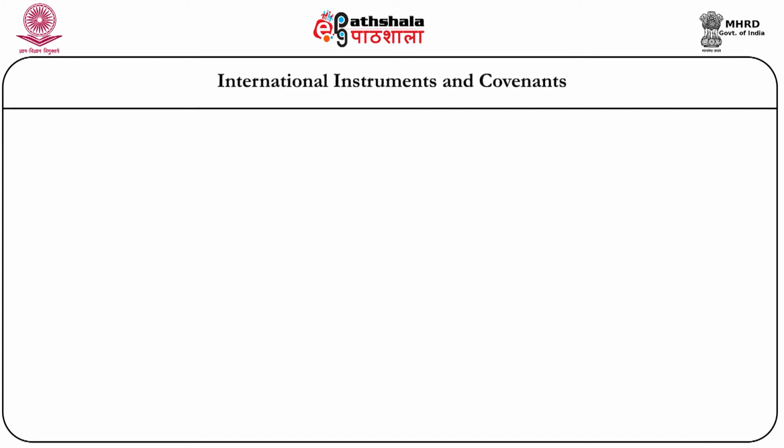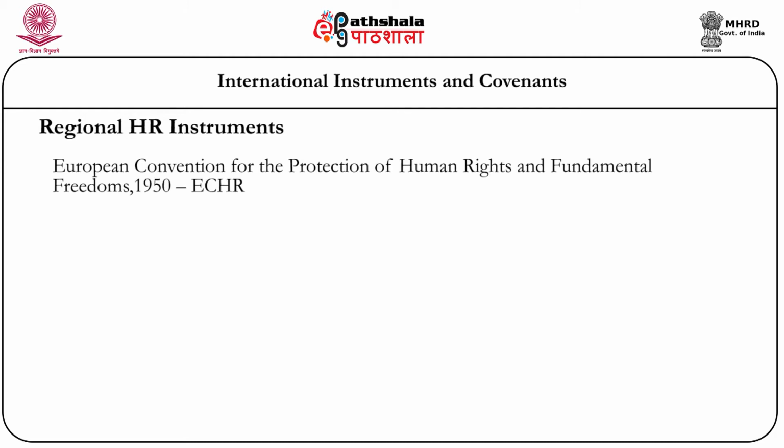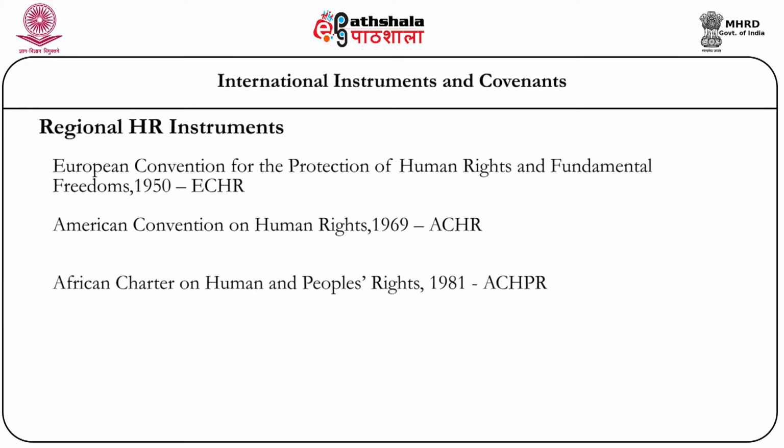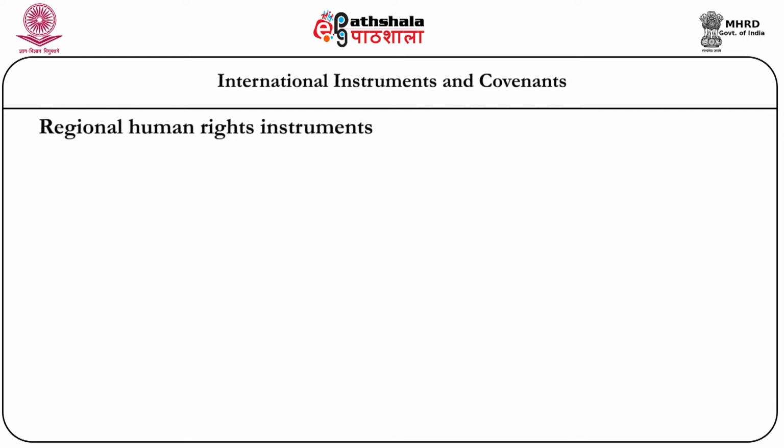Now, let us look into regional human rights instruments which deal with access to justice. The regional human rights instruments fall mainly into three categories: the European Convention for the Protection of Human Rights and Fundamental Freedoms in the year 1950, known as ECHR; the American Convention on Human Rights in the year 1969, known as ACHR; and the African Charter on Human and Peoples' Rights 1981, ACHPR. Now, let us look into each regional convention and its provisions dealing with access to justice.